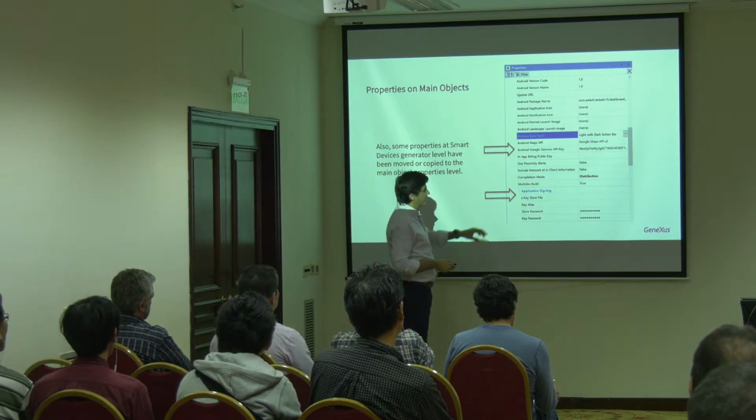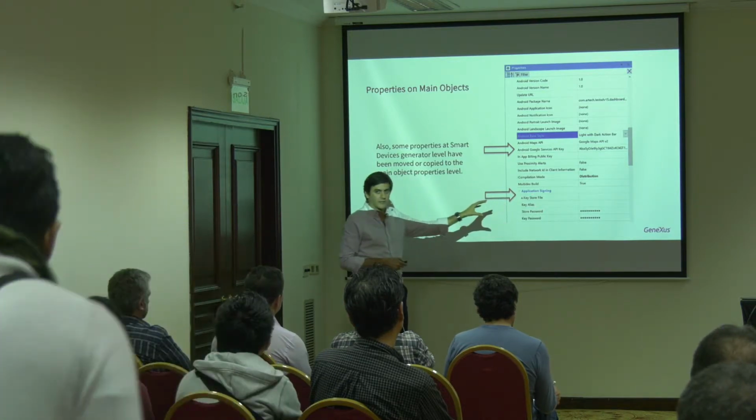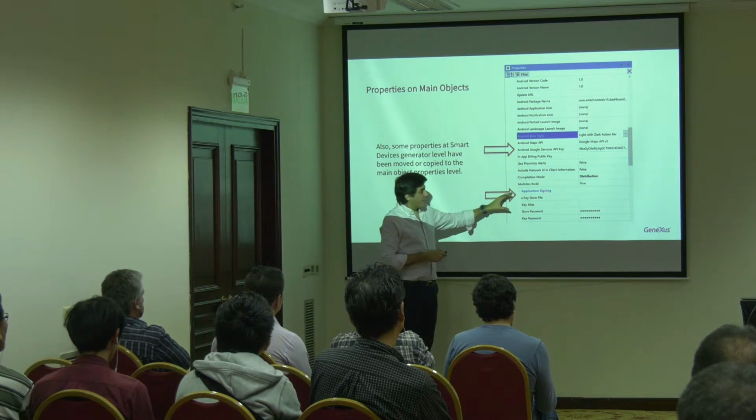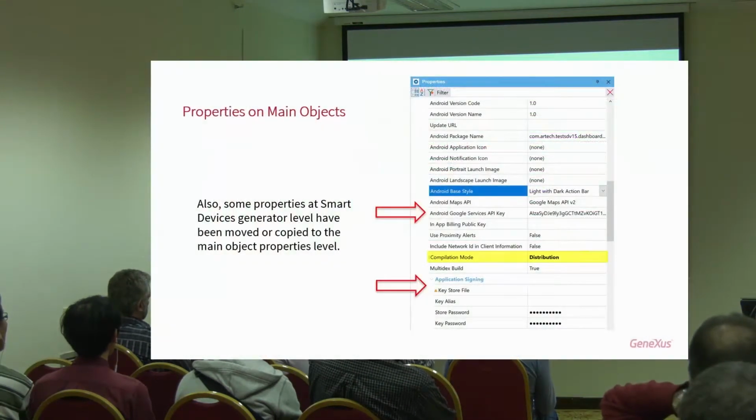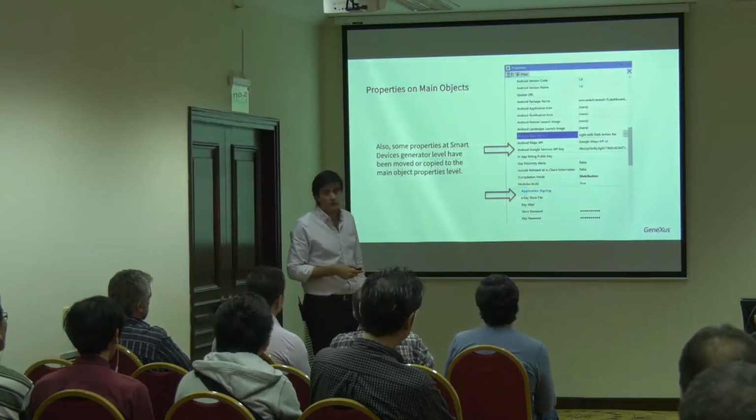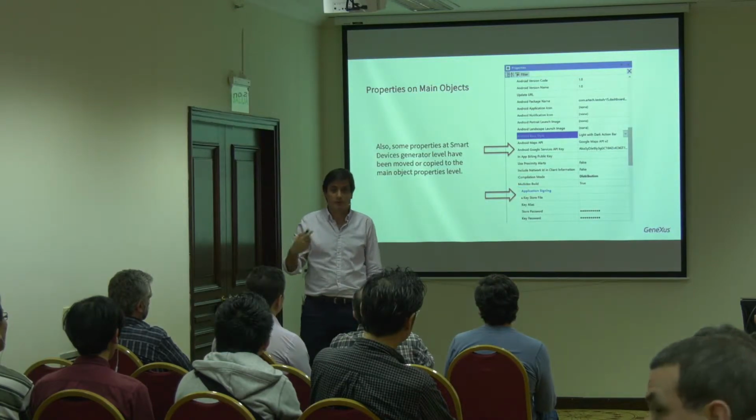In particular, the application signing, which was configured at the level of the generator, is now going to appear at the level of the main. And it's only when the compilation mode is in distribution mode. When it's in the development mode, it's not necessary to configure these properties.